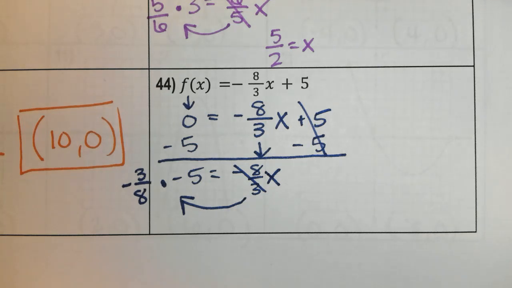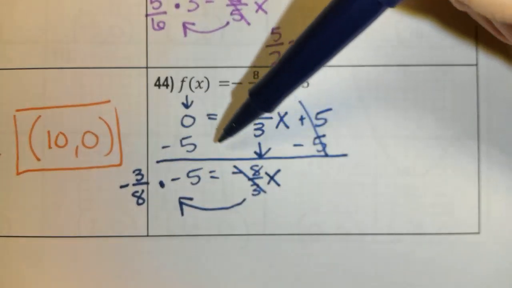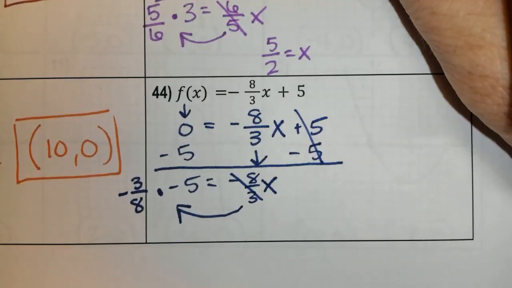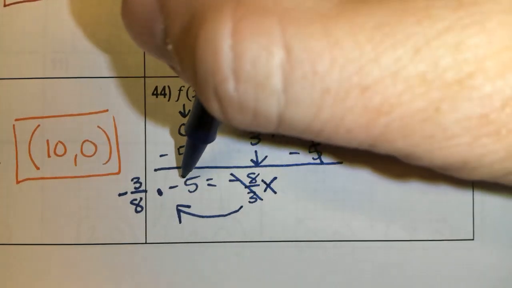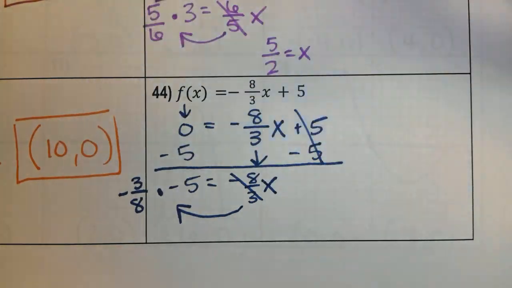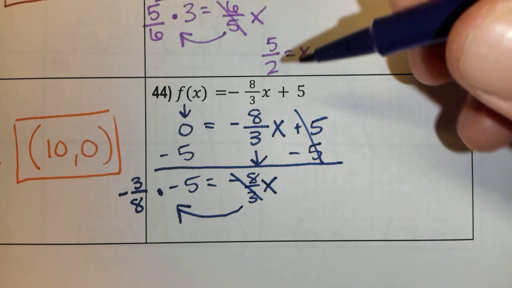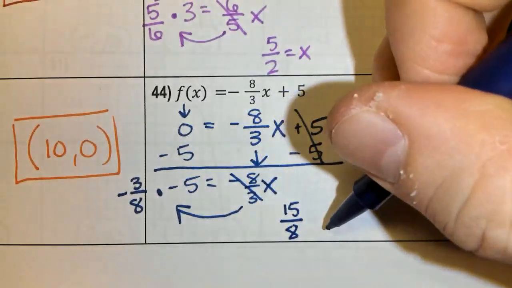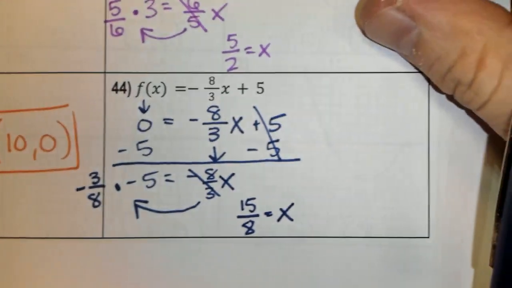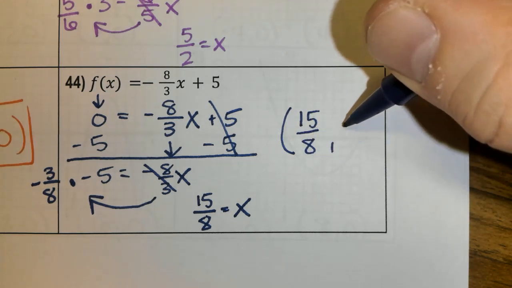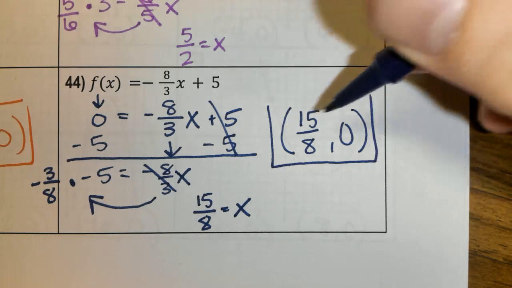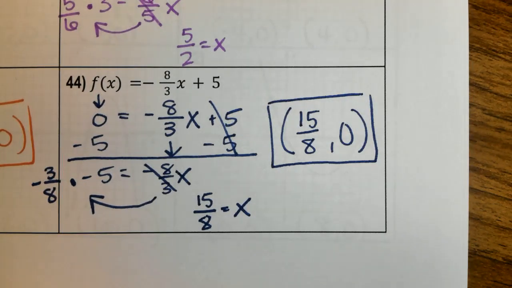There we go. And see, this is why I use different colors, because I know the blue has something to do with the orange. So I start with the whole number, multiply the top, divide the bottom if I can. So negative 5 times negative 3 is positive 15. And 15 over 8, I cannot divide that. And I cannot reduce that, so that is my x. Therefore, my answer is 15 over 8, 0. And I'm done.